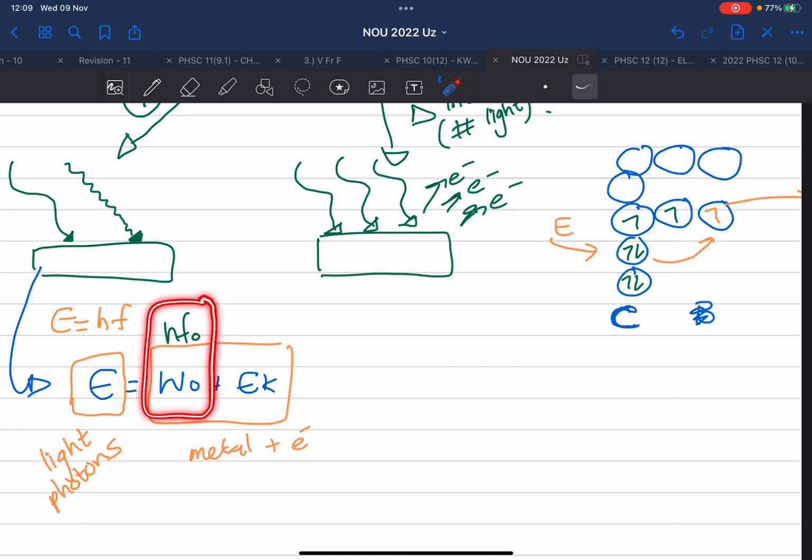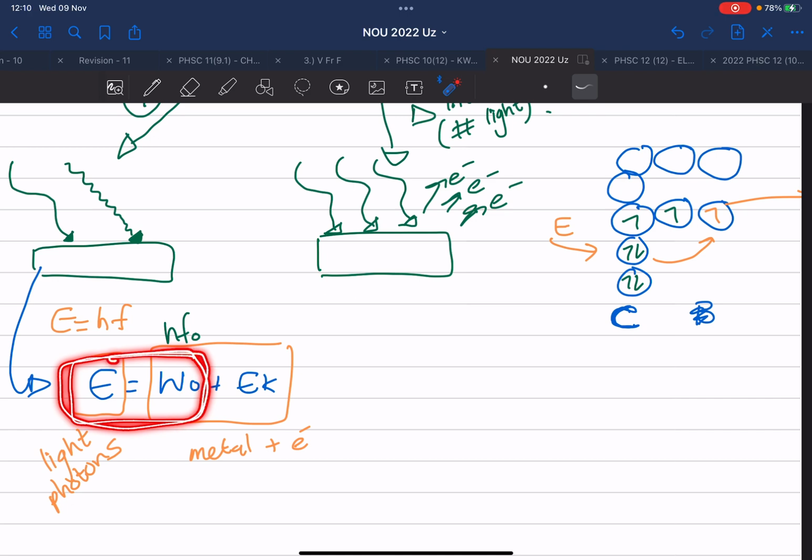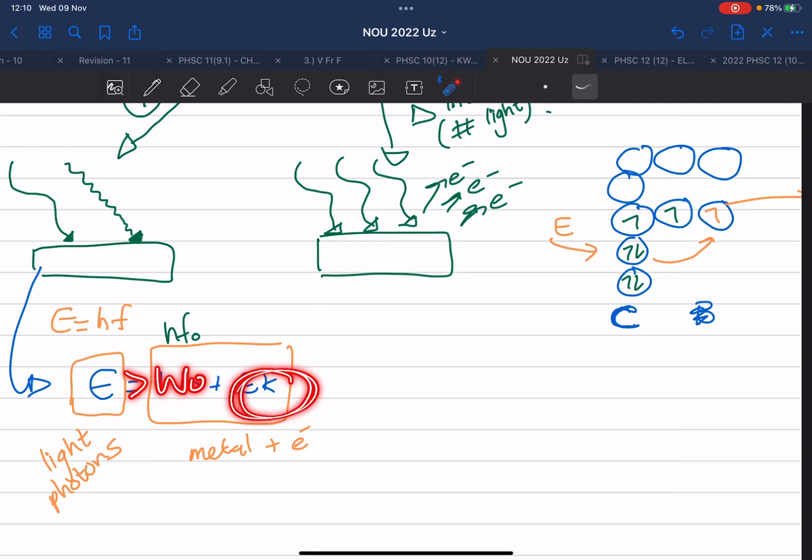Okay, and anything, so if these two are just equal to one another, then the electrons will start to jump. Hulle sal net begin om te spring. If E is greater than that, dan gaan jy kry dat hulle vinniger spring. Okay, so if they are equal to one another, dan gaan hulle begin spring. If E is greater than that, dan gaan hulle vinniger spring. As E kleiner is as die drempelfrekwensie, die arbeidsfunksie, dan gaan hy glad nie spring nie.